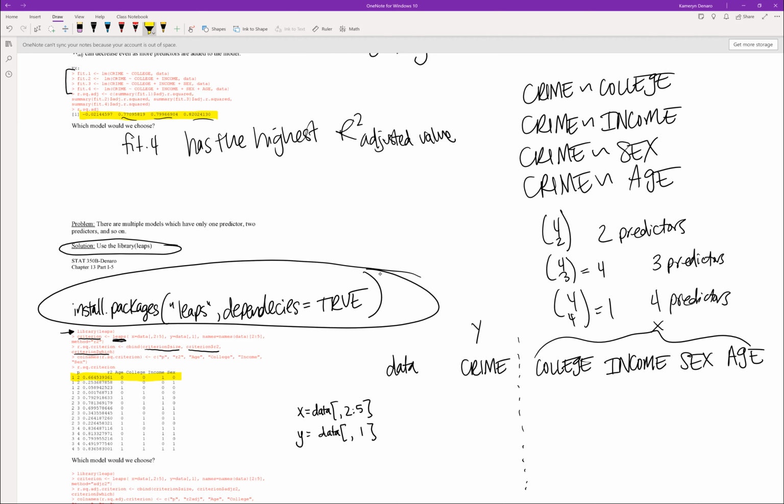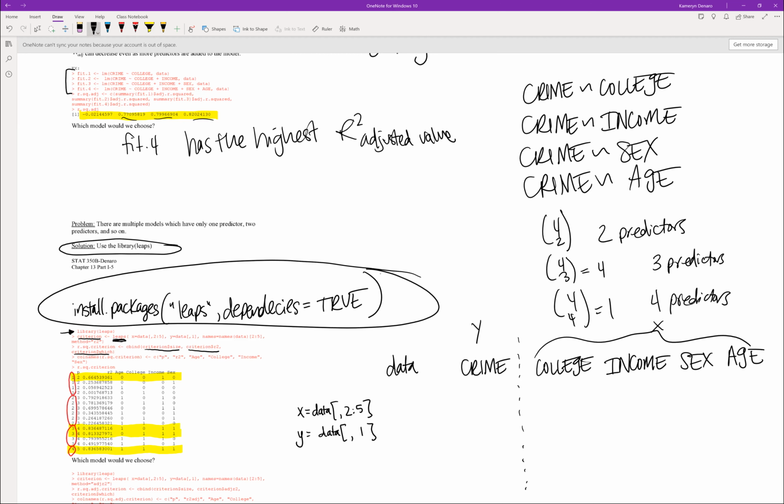And this essentially fit all of the models of size 1, right? Then it fit all of the models with 2 variables in the model, and then all of the models with 3 variables in the model, and then the model with all the variables in the model. And if I look at this list very carefully, I can see that I have a few different choices that have pretty high R-squared values, okay?